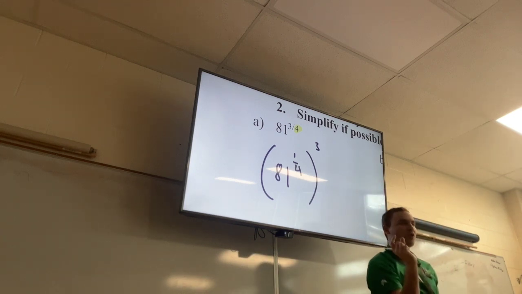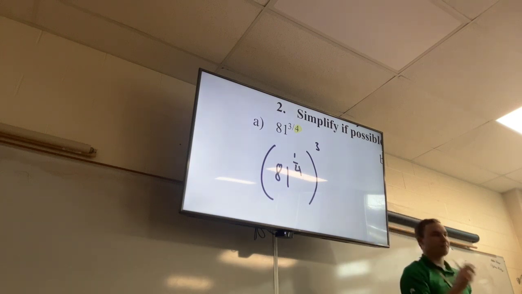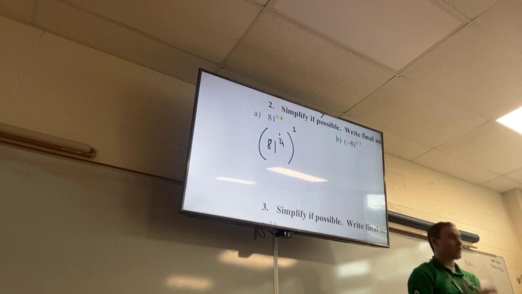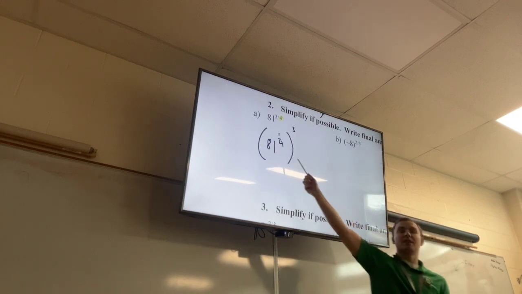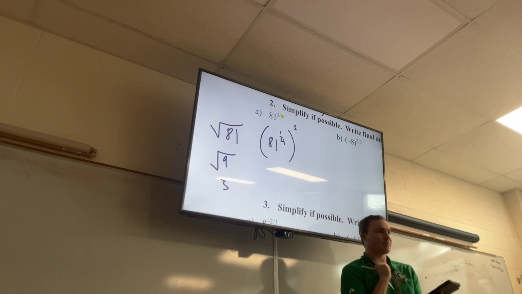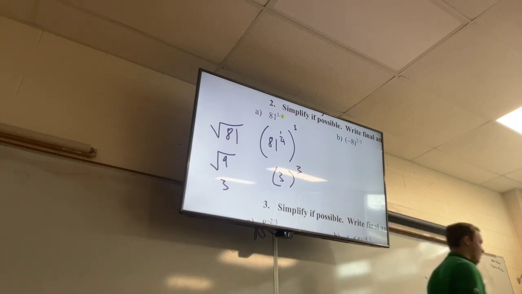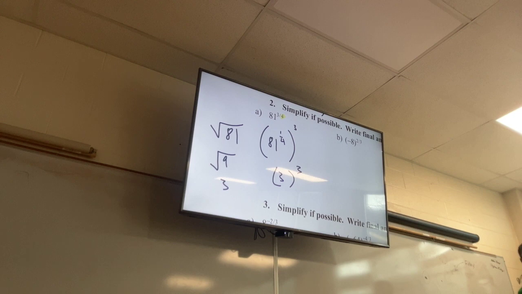What number do you multiply by itself 4 times to get 81? 3, yeah. An easy way to do that with an even root is you can do the square root of 81, get 9, and do the square root again. That gives you 3. So that gives us 3 cubed. So 81 to the 1/4 is 3. What's 3 cubed? 27.